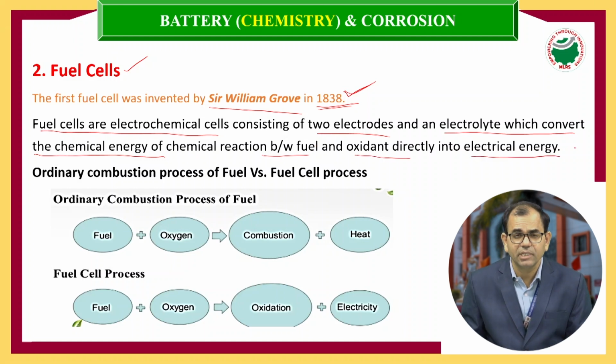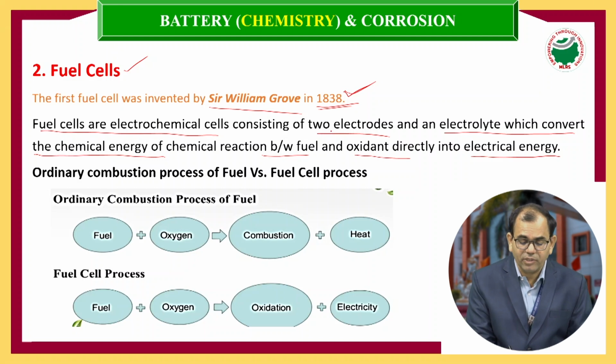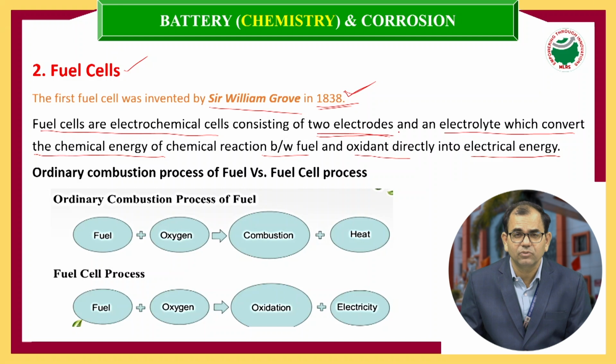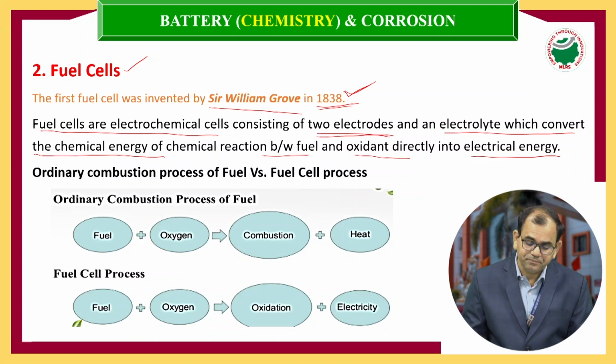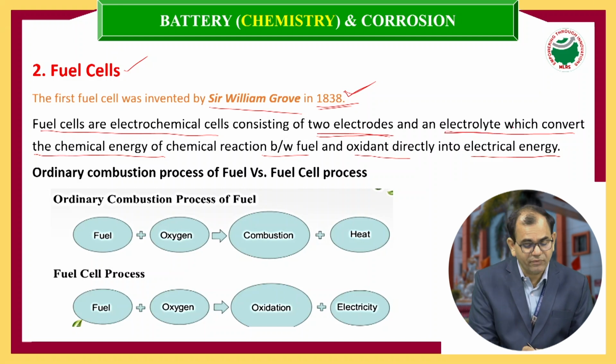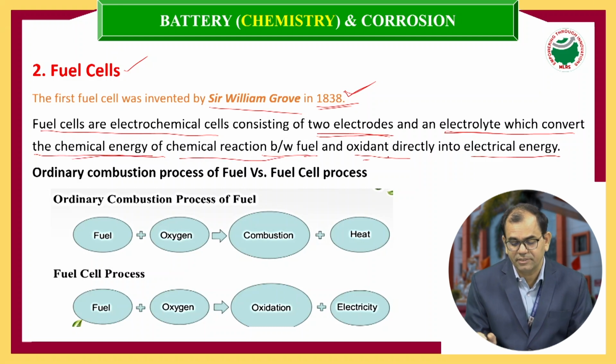Now we all know that an electrochemical cell is the conversion of chemical energy into electrical energy. When we talk about a battery, it's an energy storage device, followed by the conversion of chemical energy into electrical energy. That is the working principle of a battery. Now a fuel cell also has two electrodes, cathode and anode, and an electrolyte which converts the chemical energy of the chemical reaction between fuel and oxidants.